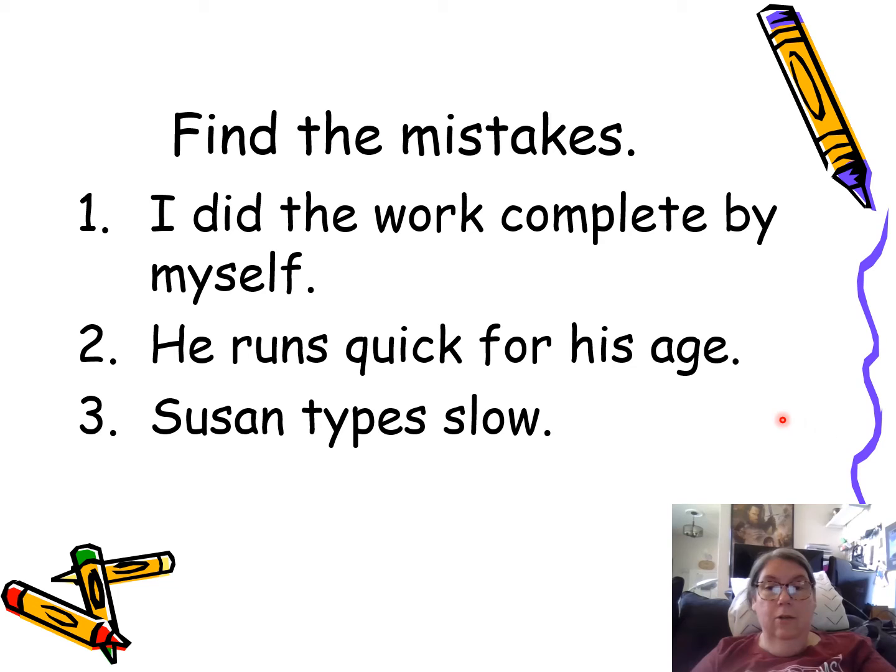So let's look at these three sentences and see if we can find the mistakes. You want to look for descriptor words, adjectives, adverbs, and then say, well, is that the correct version of the word? I did the work complete by myself. He runs quick for his age. Susan types slow.